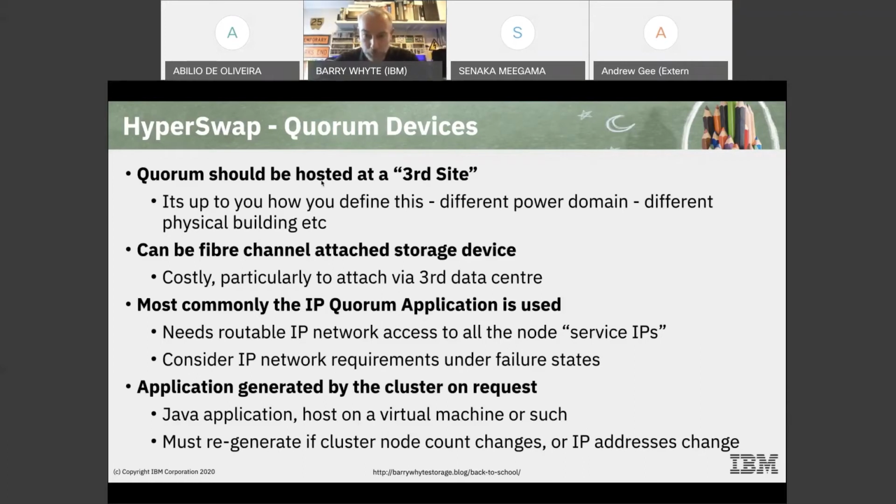You post that on a virtual machine somewhere, and it needs to have IP connectivity to the service IP address of each node. So as well as having a management IP of the whole cluster, every node in the cluster has its own service IP, and it's that mechanism it uses for communicating with them. So consider what will happen to your IP network under failure scenarios. If your gateway is at one of the sites, it's only at that site and there's no fast failover of gateways or anything, then be aware that if you're not on the same subnet and it needs to go to the gateway, you may not actually get the access that you expect. So just understand what's going on at that level of the IP network connectivity.